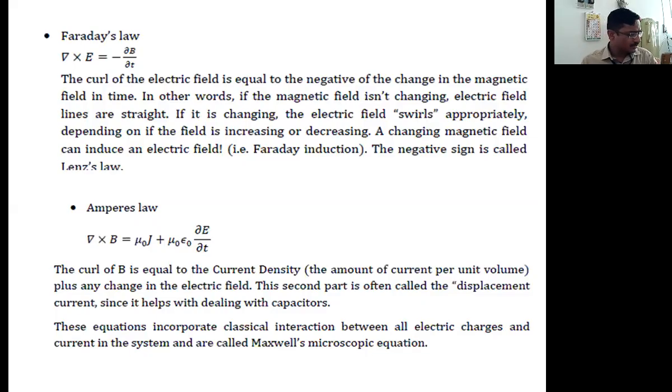A changing magnetic field can induce an electric field. Changing magnetic field can induce electric field.